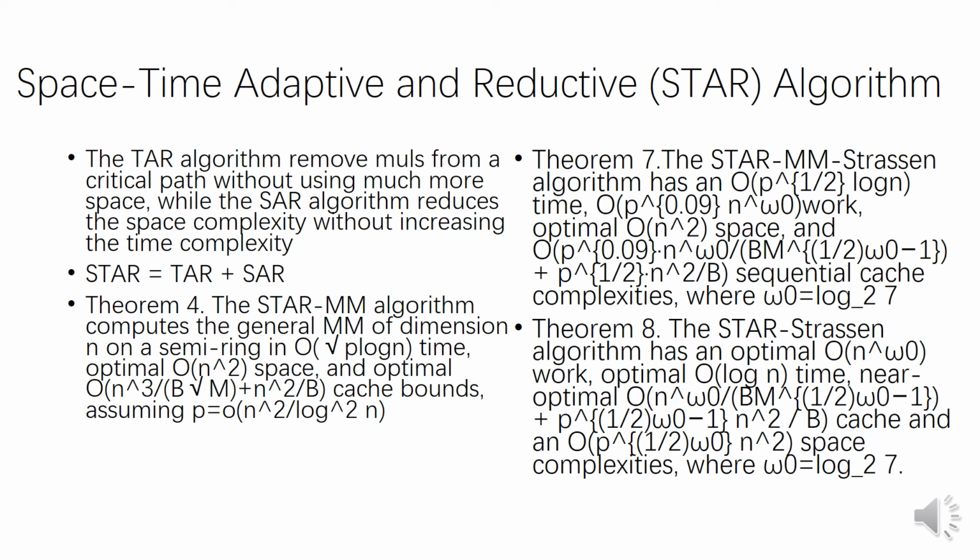So a natural idea would be combining the two and yielding our STAR algorithm. So we have Theorem 4, Theorem 8, Theorem 7. There are different STAR algorithms for classical matrix multiplication and Strassen's algorithms. The basic idea would be a hybrid of the SAR and TAR. So STAR-MM-Strassen is a hybrid of classical matrix multiplication and Strassen. There are different trade-offs between space and time.